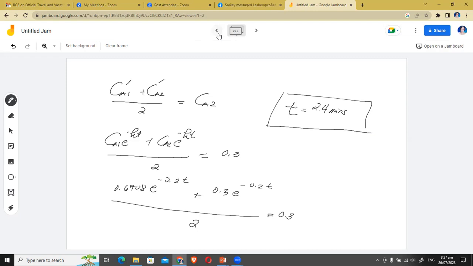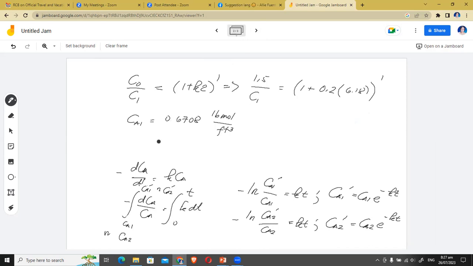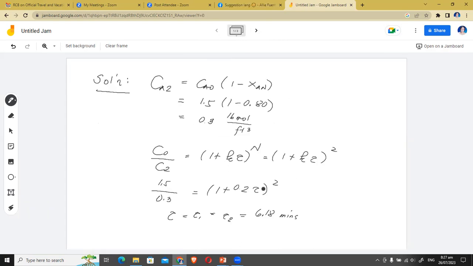So if I go back to the slides here, do you have any question? So we determine CA2, we determine tau, so that we can solve for CA1, because we cannot solve for CA1 if tau is unknown. And we can solve only tau in this case if C2 is known. So if you started writing this particular equation, you will know that you need to find C2.